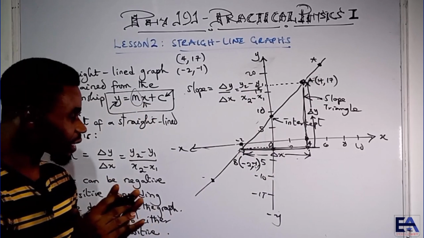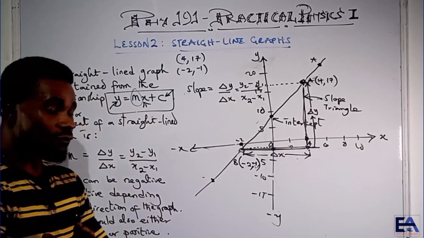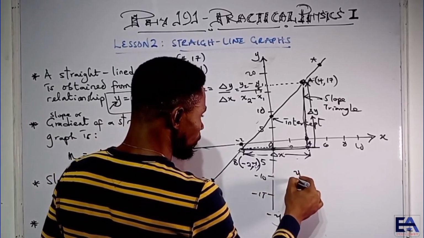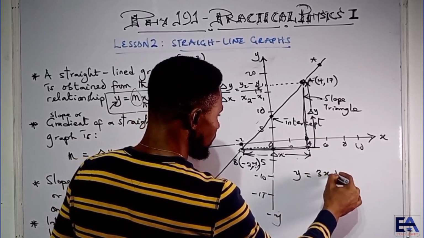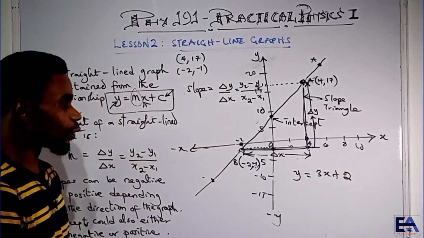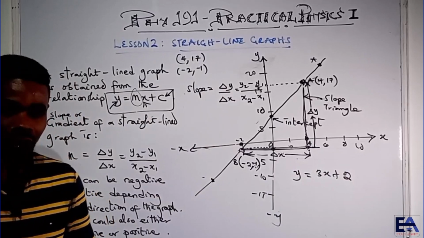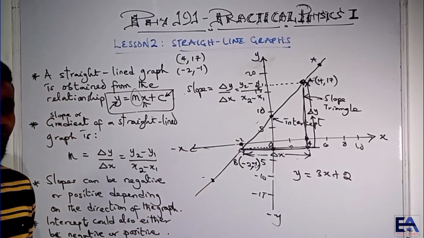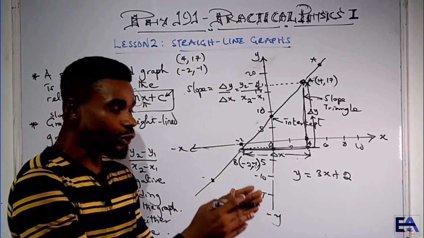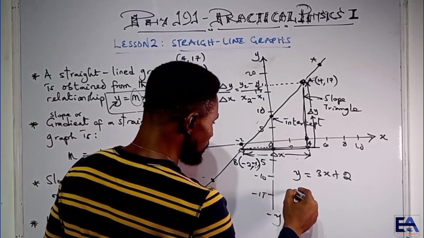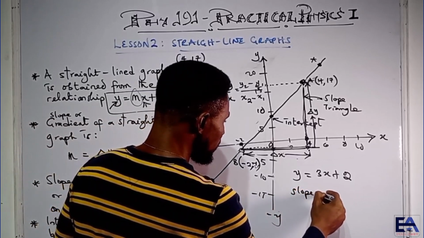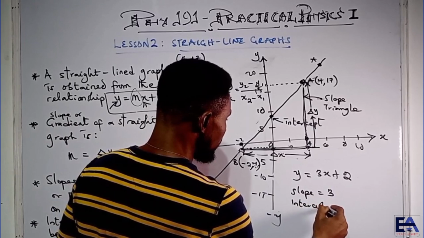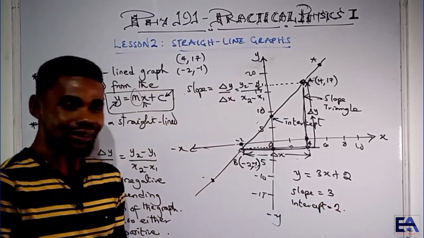Okay? It is very plain, it is very practical. So if you have an equation like y equals 3x plus 2, without you even having to plot the graph, from the picture of the equation, you can always tell that the slope of the graph is equal to 3, while the intercept is what? Is 2. You can easily tell.